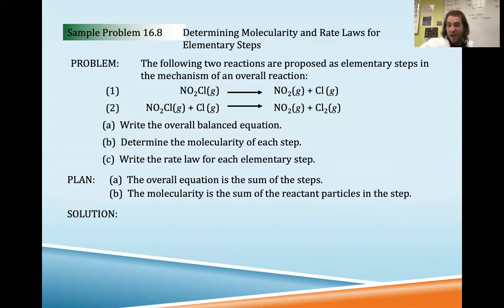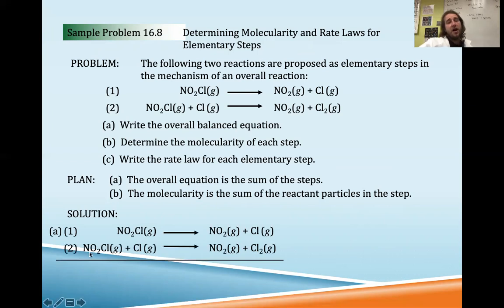Molecularity is going to be the sum of the reactants for each step. So if we're thinking about our parts, we're going to add 1 and 2 together. Our monochlorine here is an intermediate, made and then used up. And so we end up with 2 NO2Cls, excuse me, I misspoke, on the left-hand side. And then we have 2 NO2s and 1 chlorine molecule on the product side.